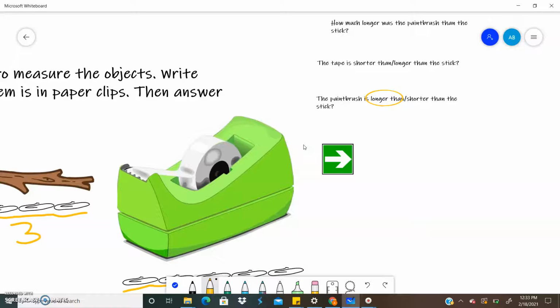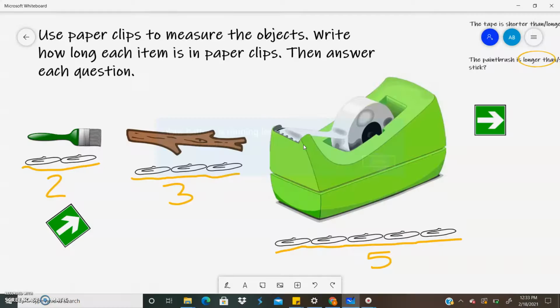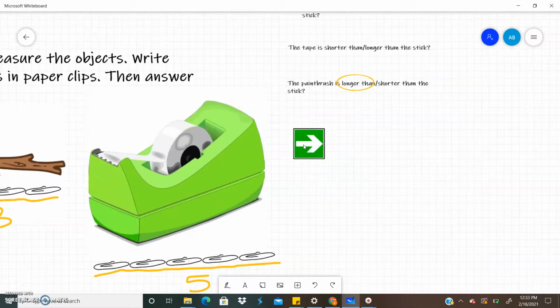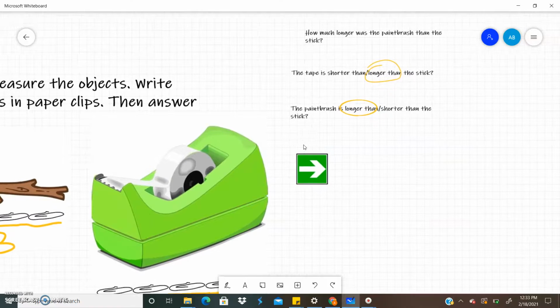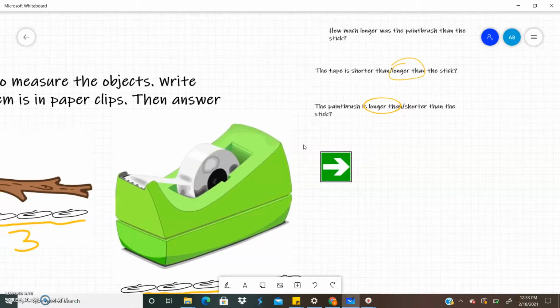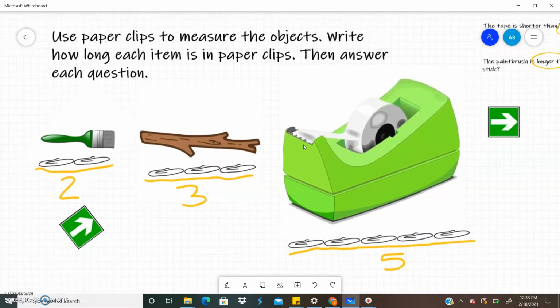The tape is shorter than or longer than the stick. Right. The tape is longer than the stick. But if you notice, they put those words in a different order. They might be trying to trick us. How much longer was the paintbrush than the stick? Answer that one on your own, please.